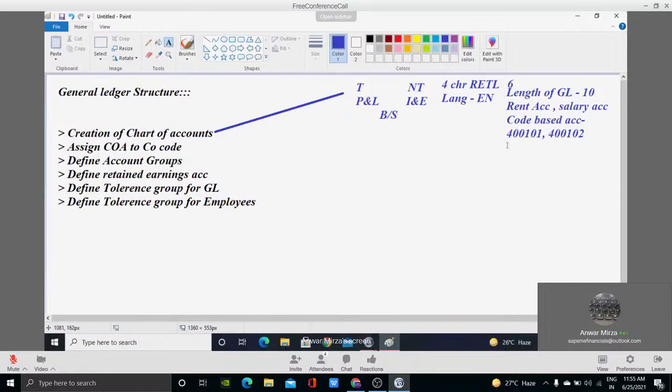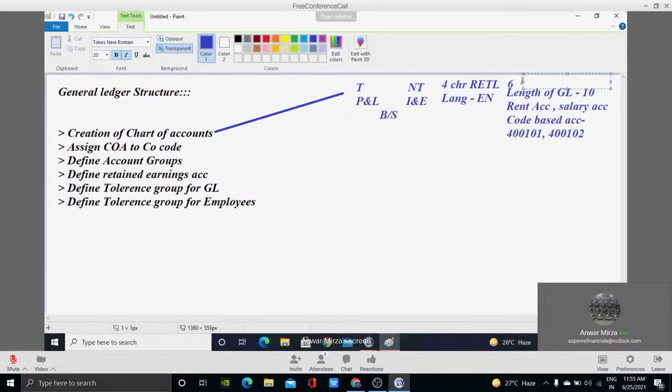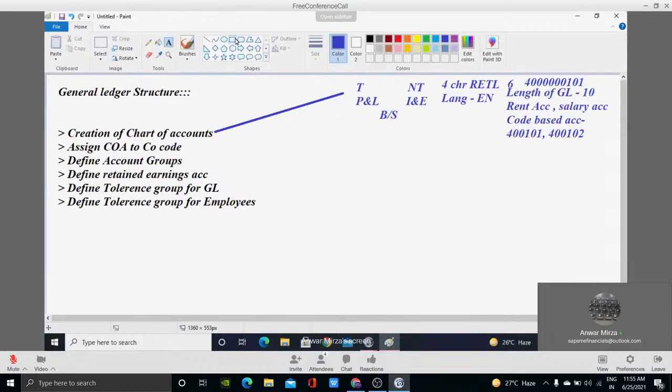If it was 8 characters or 10 characters, how would it look? If it was a 10 character code, have you got it? And last I have taken 101, rest all zeros. The series is starting with 4. Is it clear?